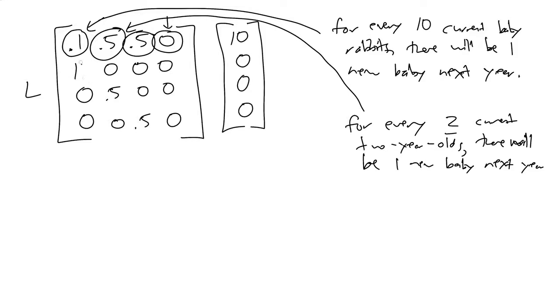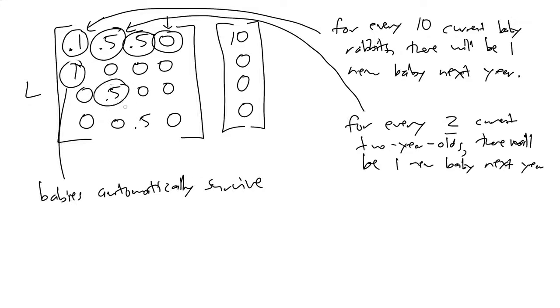Okay? Now, what does this mean? This means babies automatically survive until year 2. That's what that 1 means right there. This 0.5 means only half of 2-year-olds live to become 3-year-olds. And that is also true of 3-year-olds becoming 4-year-olds, right? And so these are the conditions of my system here.